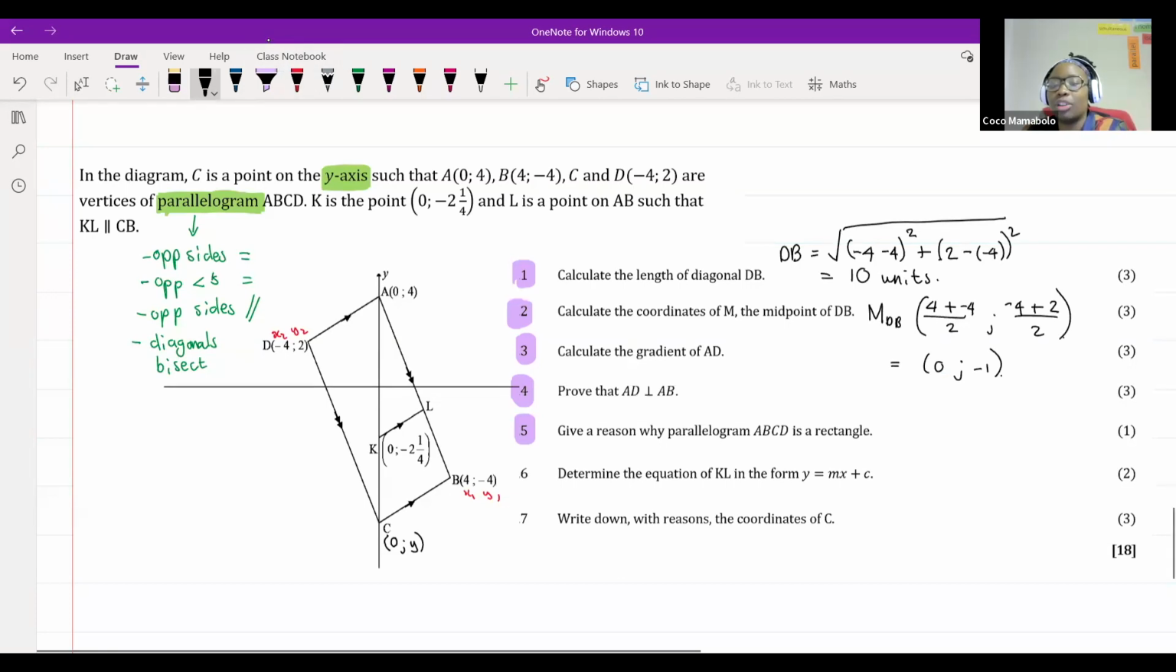All right, it says calculate the gradient of AD. Because I don't need B anymore, I'm going to name this part over here x1 and y1 for my gradient. So my gradient is y2, which is 2, minus y1, 4, over x2, which is -4, minus 0. 2 minus 4 will give me -2 over -4, which is equal to +1/2. That's what I'm going to get.